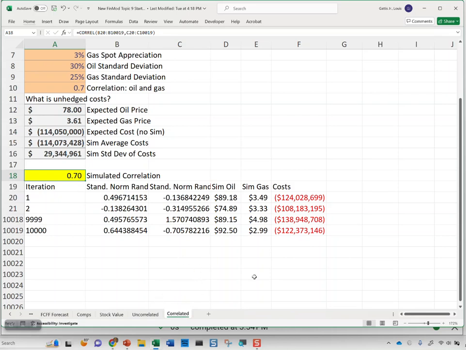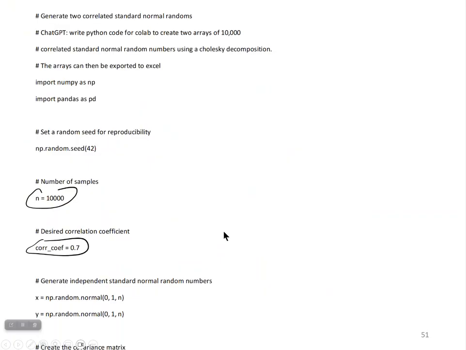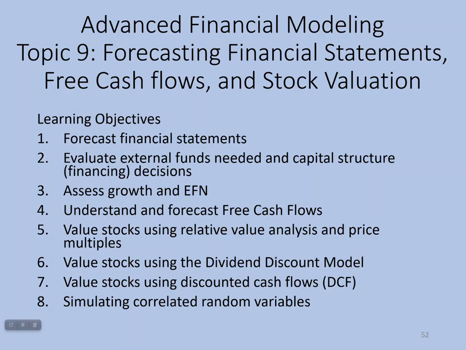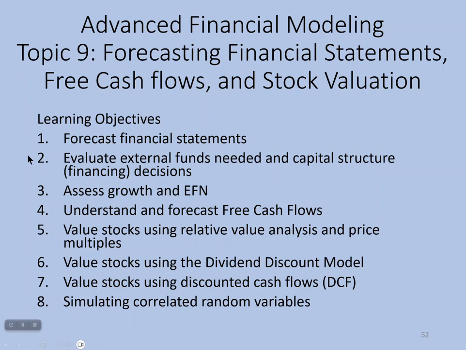If I had 3 variables, I could modify that program to add a third variable and get a 3x3 correlation matrix. And then I'd get 3 arrays of random variables. So this is really important in running simulations, is the assumption of whether the random variables are correlated or uncorrelated. All right, so that is it. That was topic 9.